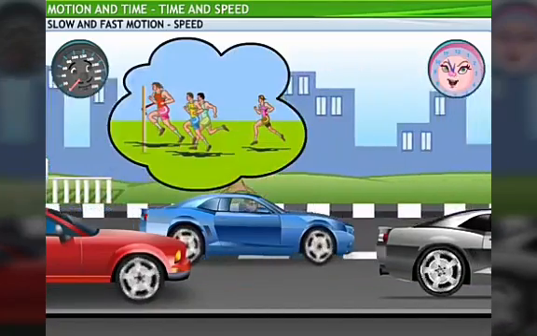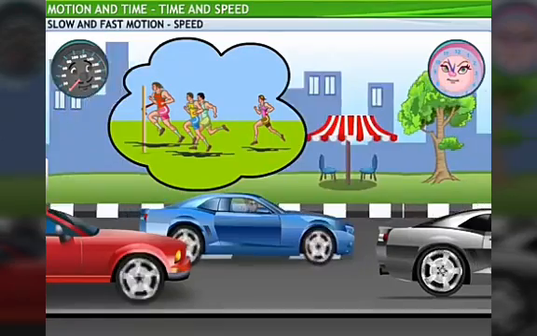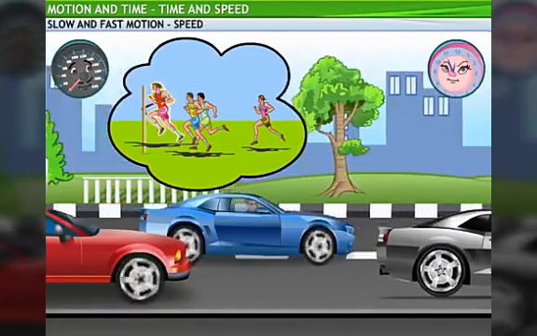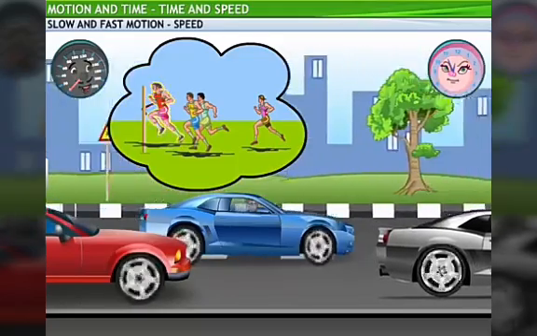You saw what happened in the race, right? How was the winner chosen? It was the participant who crossed the finish line first. So the person who covered the given distance in the shortest time won the race.